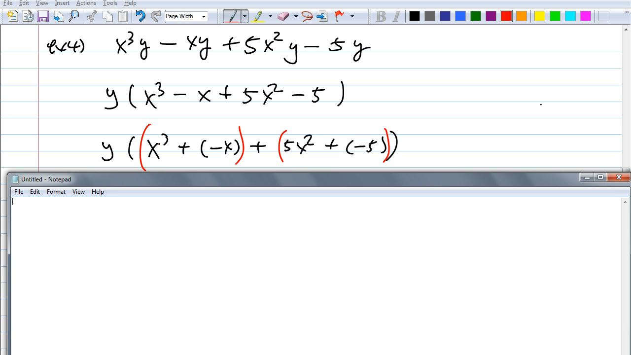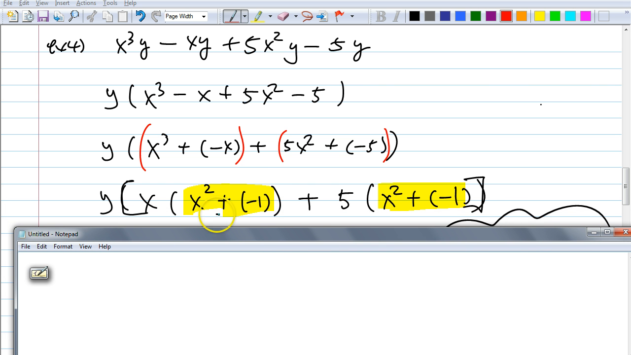Okay, don't help him, he knows. Okay. x times x squared, right? Don't we get this? x times x squared plus negative 1, and then plus 5 times x squared plus negative 1? Okay, good. Now, are we done? No, we have a what? Well, we don't have a difference of squares.